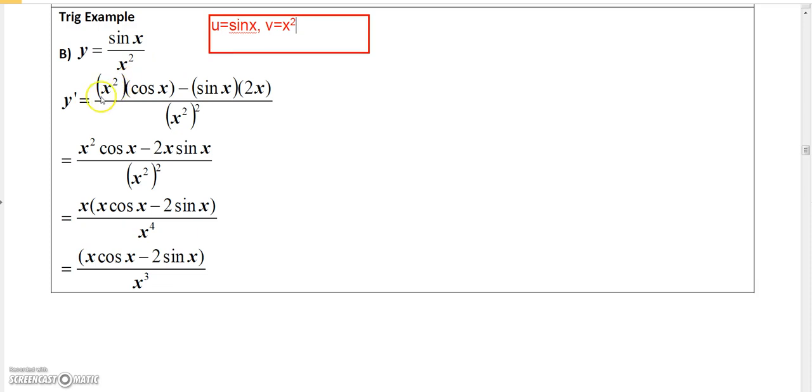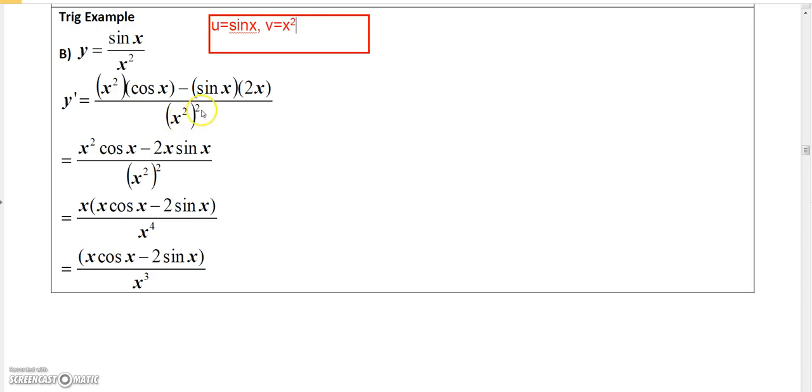So this is v, which is x squared, and then u prime, the derivative of sine x, would be cosine x. And then I have minus u, which is sine x, times the derivative of v, and the derivative of v would be 2x. And then all over the v squared. So since v is x squared, I have to square it. So I'm going to get x to the fourth eventually.